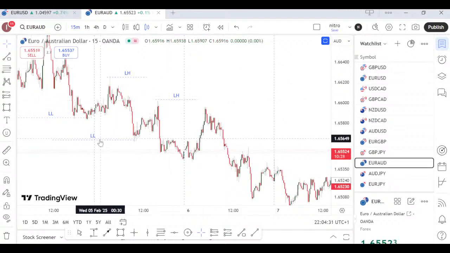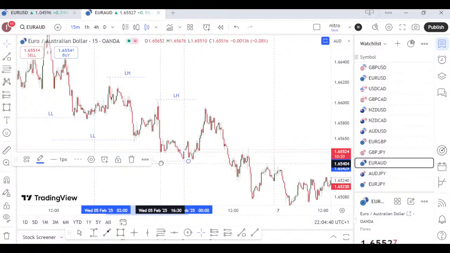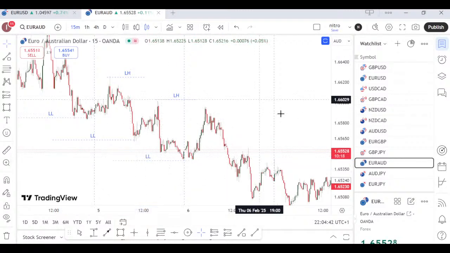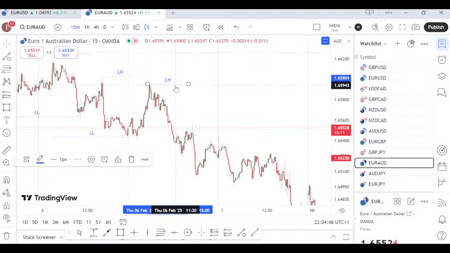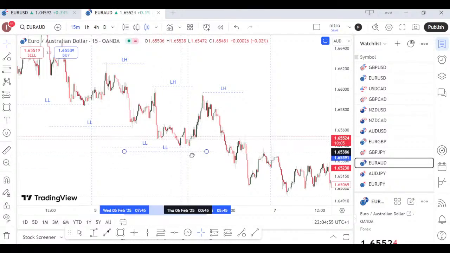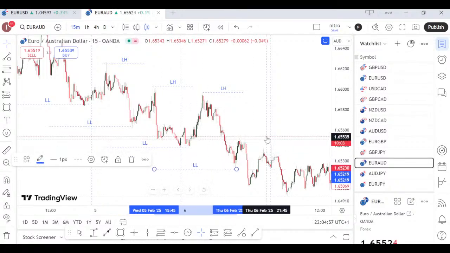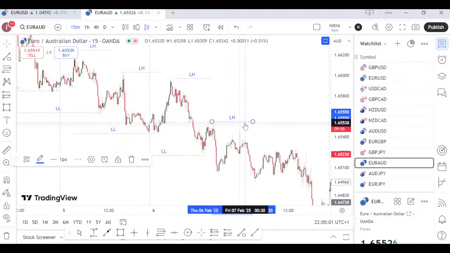So we have this lower high, and then this lower high came in and broke this lower low and set up a new lower low there. So we're going to use this. And then this leg came up and set up a new lower high. And then this lower high set up a new lower low here. And then set up this.